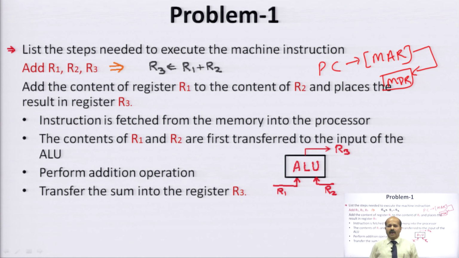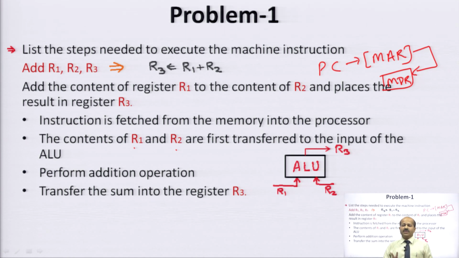From the MDR it will transfer to the IR, because the data fetched from main memory is a type of instruction. So, first it will transfer to the instruction register, from where this instruction will be decoded in the instruction decoder. After decoding, various control signals are issued. These control signals fetch the content of R1 and the content of R2, because the two operands are stored in R1 and R2, and these two values are to be transferred to the ALU, because the addition operation can only be performed in the ALU.